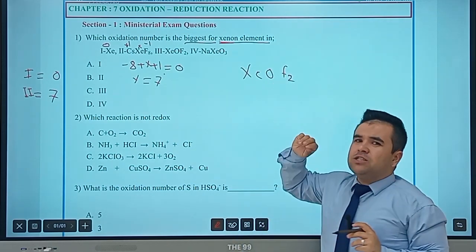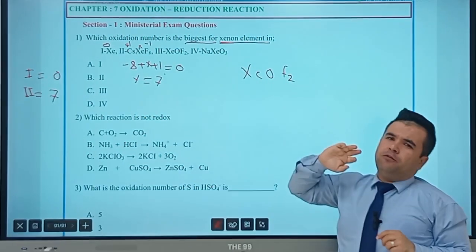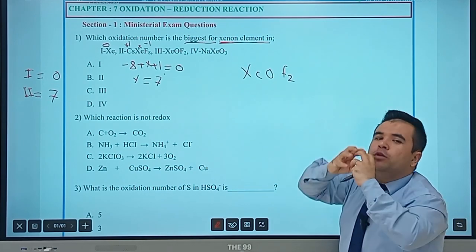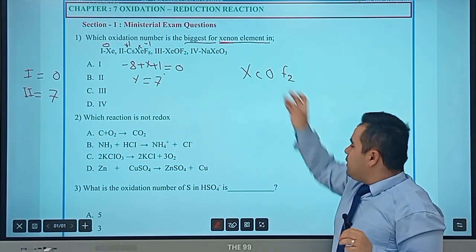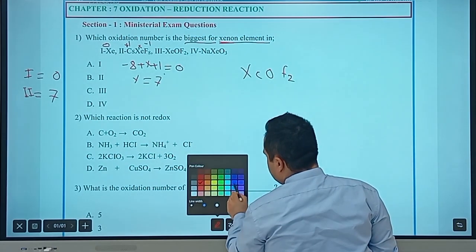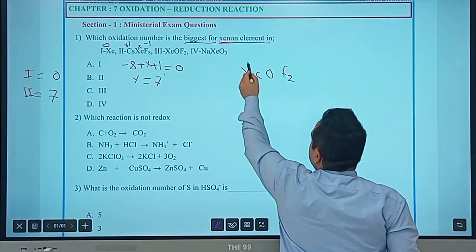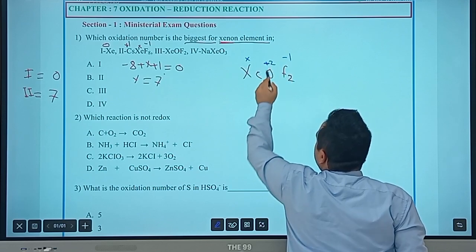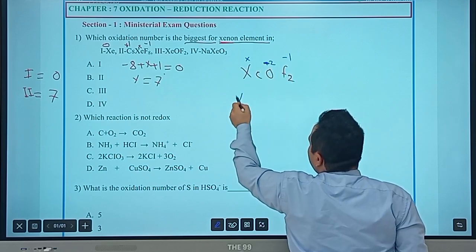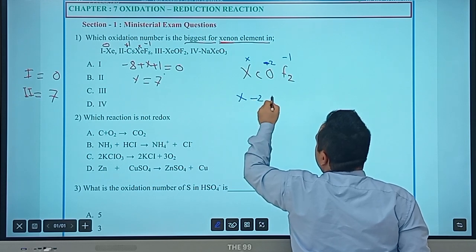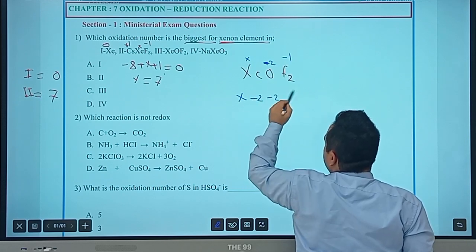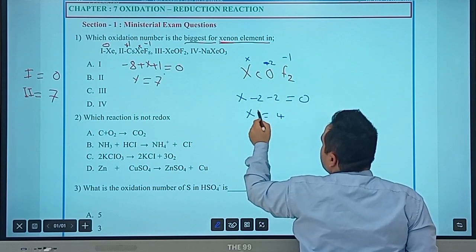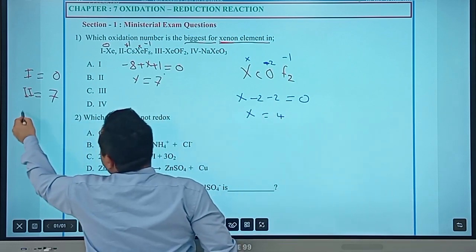Guys, this is not the case to say oxygen comes with the fluorine. Don't be confused in this. Oxygen is not alone with the fluorine, so it's the usual case of the oxygen: minus 2 for oxygen. So X minus 2, plus 2 multiplied by minus 1, minus 2 equals 0. X equals 4.